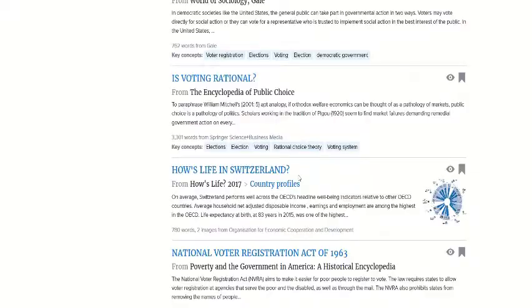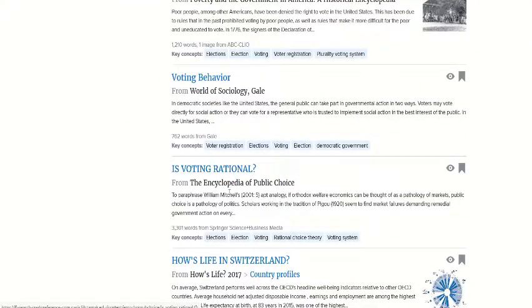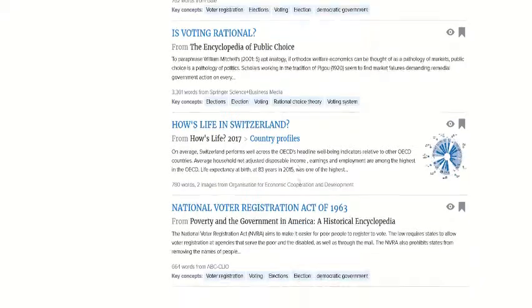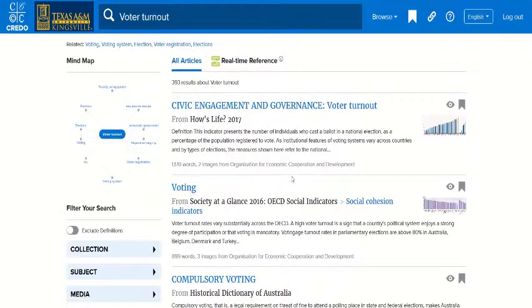So you're going to have a lot more. Is voting rational? That's an interesting one from the Encyclopedia of Public Choice. So again, each one of these databases, and Credo and Gale, all the ones we've looked at, are the most powerful. They give you the most information.